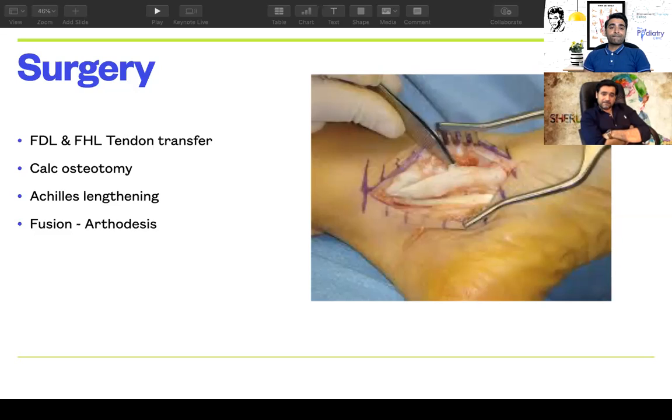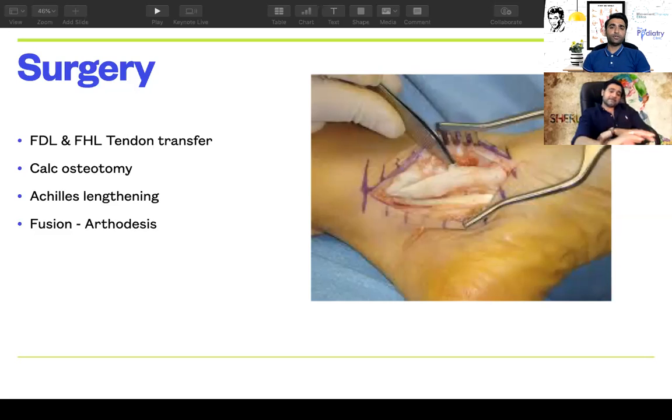That Achilles lengthening can work quite nicely as well to basically give them a little bit more ankle dorsiflexion movement, and helps with the movement because if the foot collapses too much, the foot can't propulse forward if there isn't a lot of movement in the ankle joint. So by doing that, that helps with the function as well.